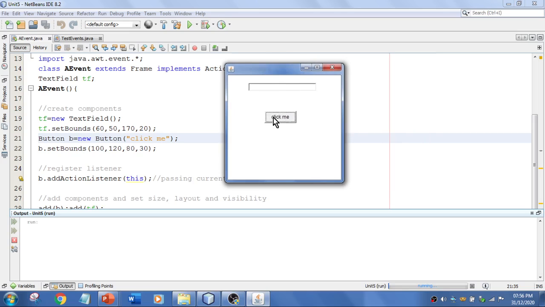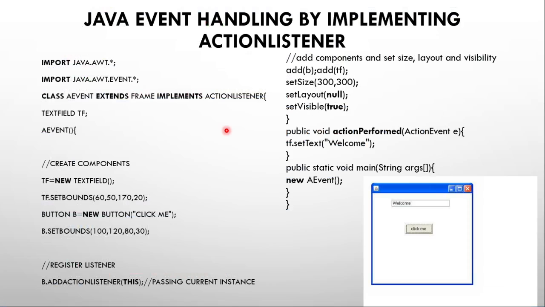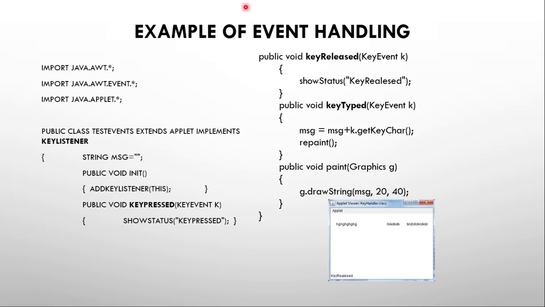What I'm going to do is I'm going to perform some event, that is action. So I'm going to click on this, click me, so it is going to display welcome. That's it. So hope this is clear for you, and I'm going to take you to one more example. So that is using event handling.